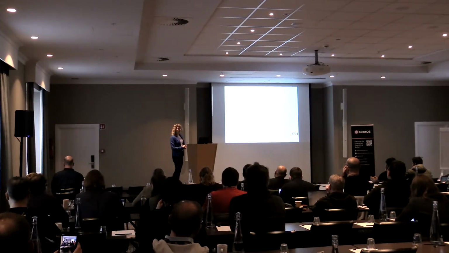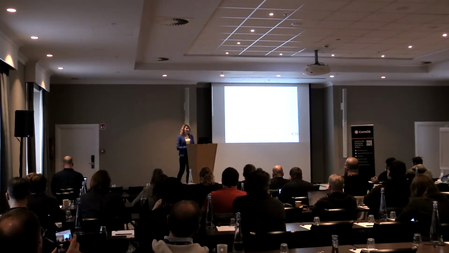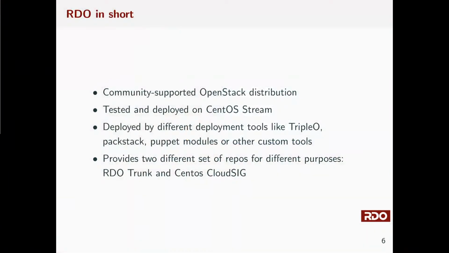We are testing and deploying on CentOS Stream. RDO can be deployed by different deployment tools like TripleO, Packstack, Puppet modules, or any other custom tool you can build for yourself or that suits you. In general, we provide two different sets of repositories for different purposes, RDO trunks and CentOS Cloud SIG.